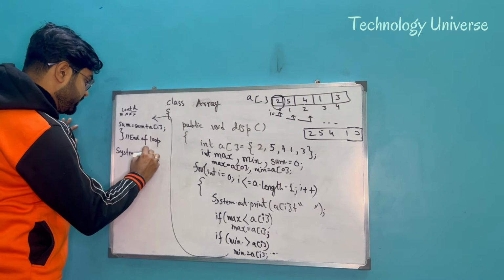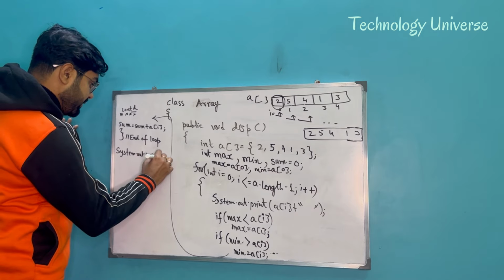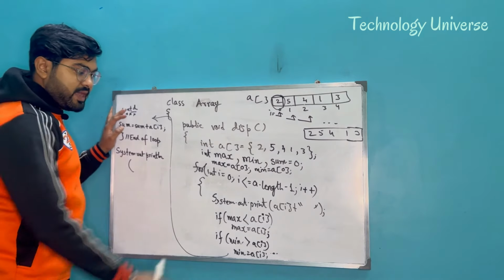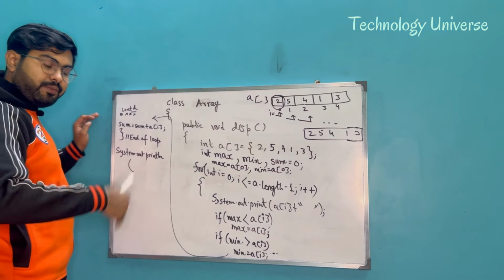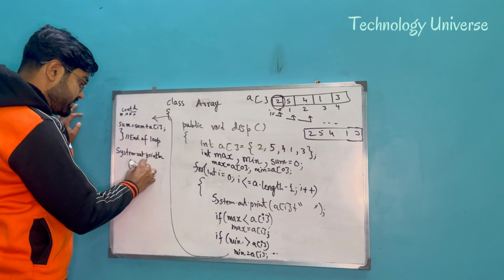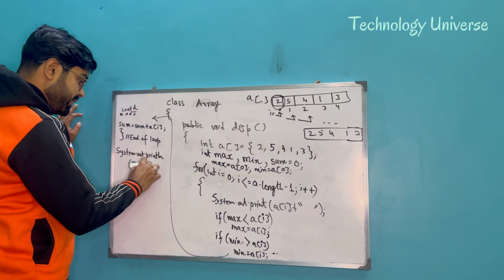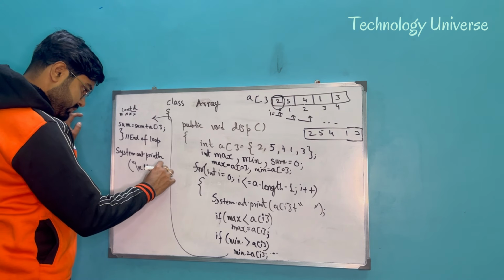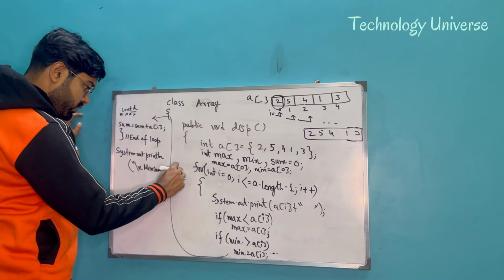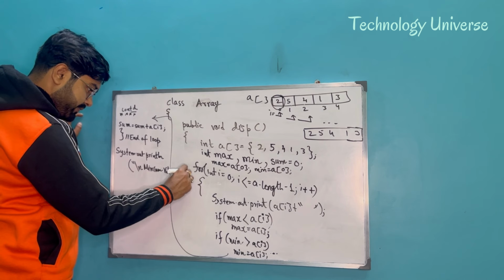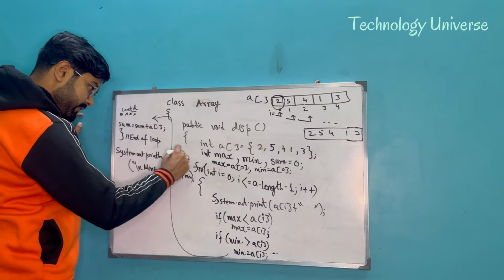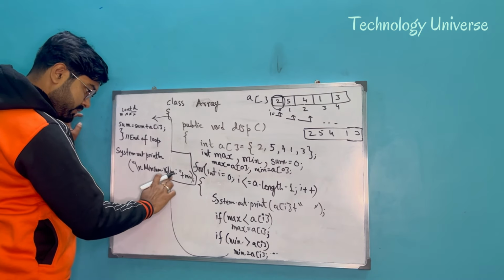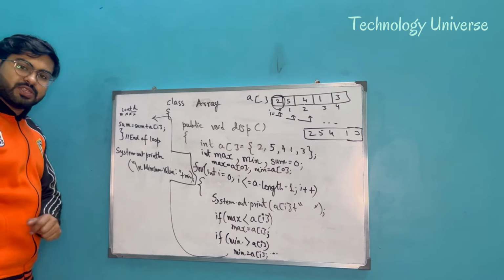So we have to print System.out.println. Since the cursor is waiting just in the previous line, as we have used a print statement, we have to give a backslash n. So backslash n, we would write minimum value colon plus min.